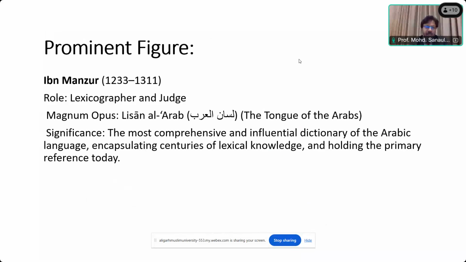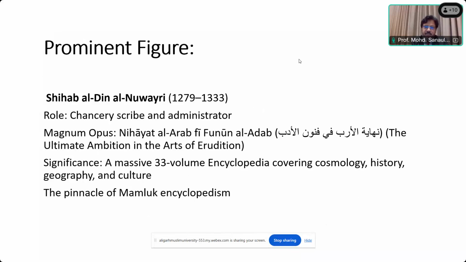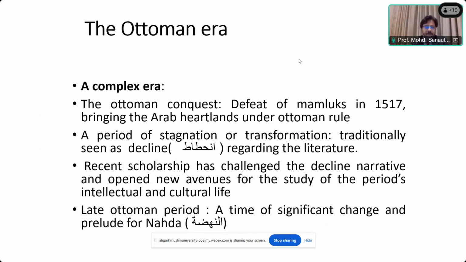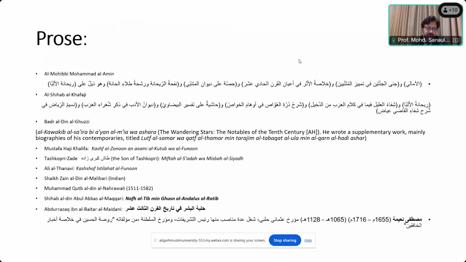In the domain of lexicography, or al-Mu'jamiyya, we have different stalwart scholars. The most significant scholar was Ibn Manzur in his Lisan al-Arab. Shihabuddin al-Nuwairi was one of the very significant names. The literature of al-Amali was also prominent in this period.